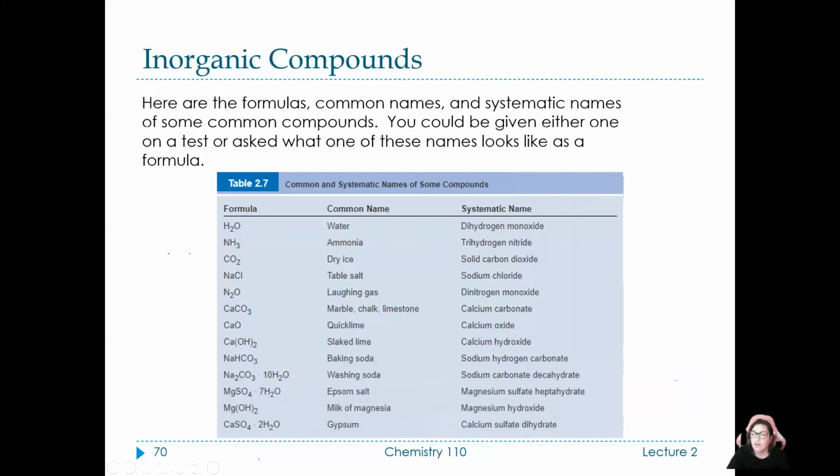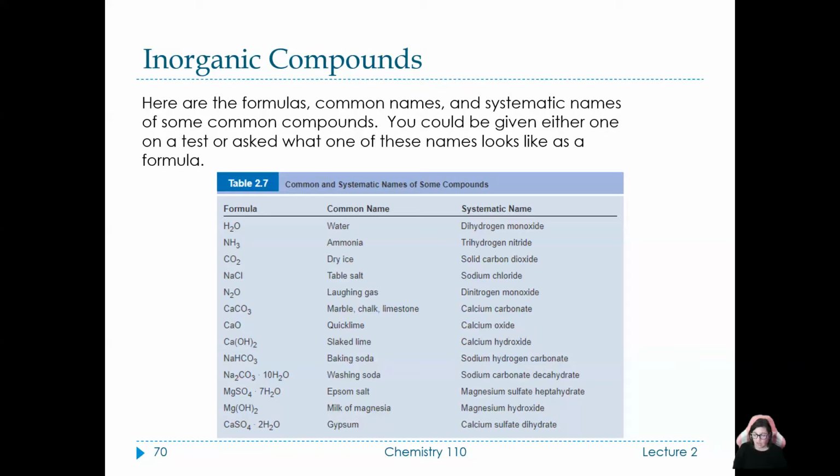Inorganic compounds. Here are the formulas, common names, and systematic names of some common compounds. You could be given either one on a test and asked what one of these names look like as a formula. So H2O is water, dihydrogen monoxide, NH3 is ammonia, trihydrogen nitride, CO2 is dry ice, solid carbon dioxide, NaCl is table salt, sodium chloride, N2O is laughing gas, dinitrogen monoxide, CaCO3 is marble, chalk, or limestone. It's calcium carbonate. CaO is quicklime, calcium oxide.